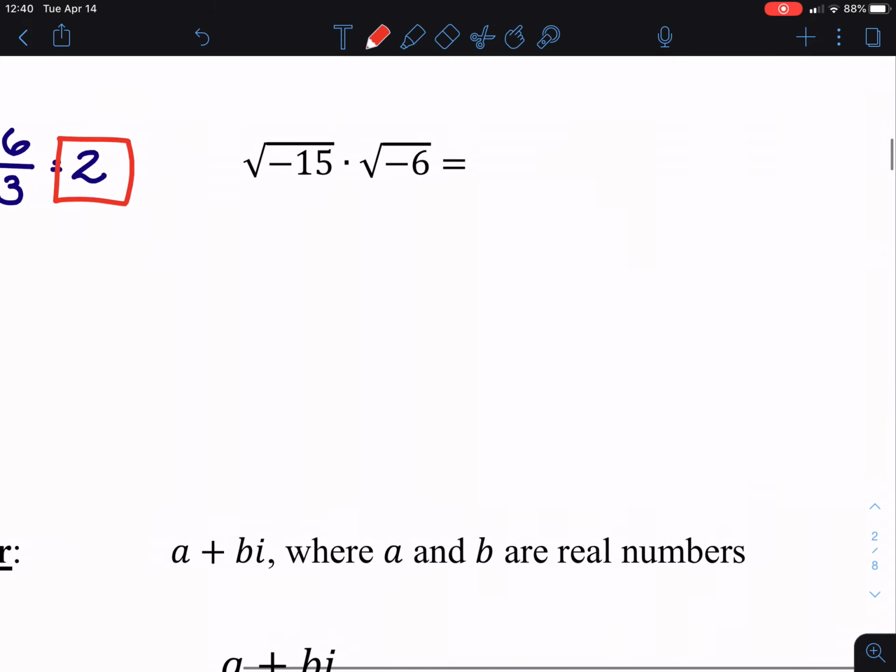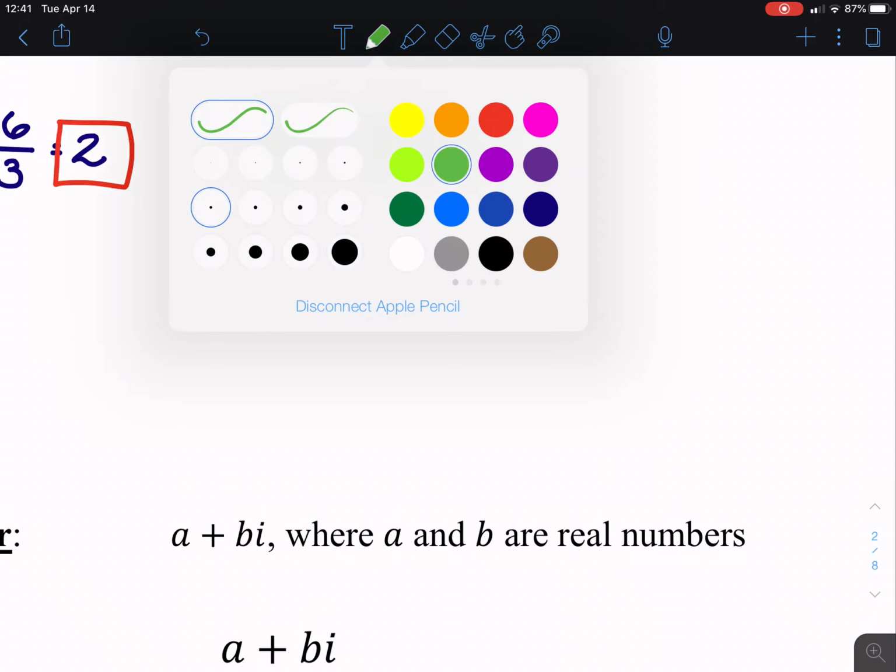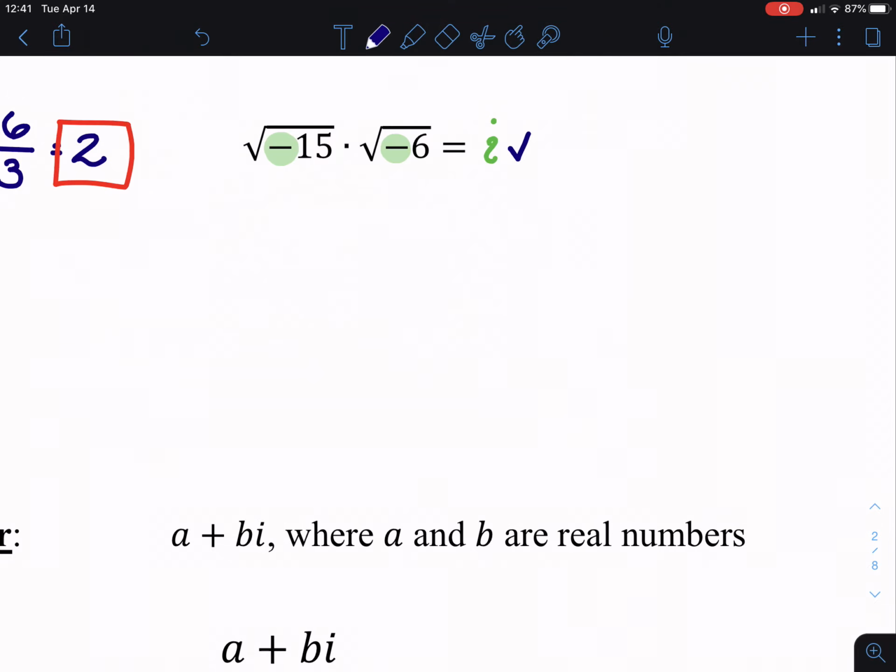All right, and then lastly, we have an example here. I have the square root of negative 15 times the square root of negative 6. So I'm going to factor out the negatives under the radical as i's. So I'm going to have i times the square root of 15, and that's going to be multiplied by i times the square root of 6.